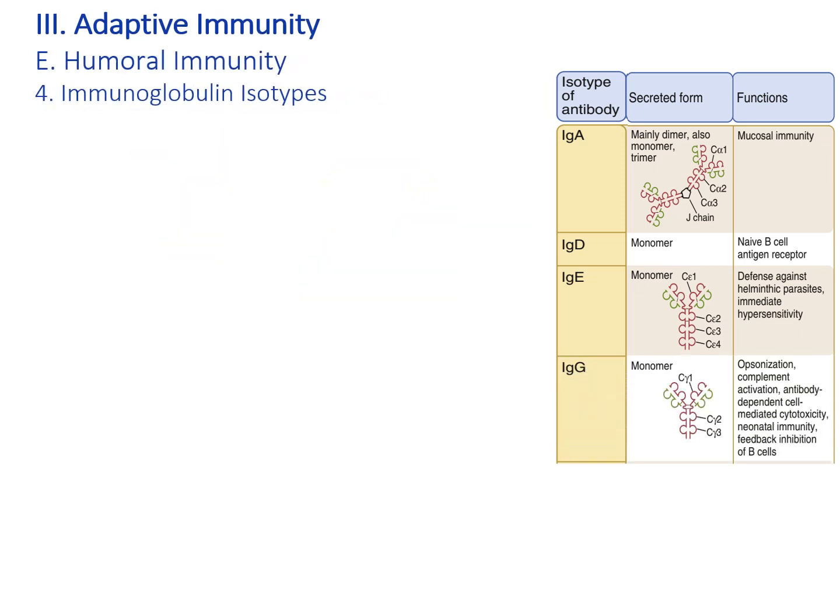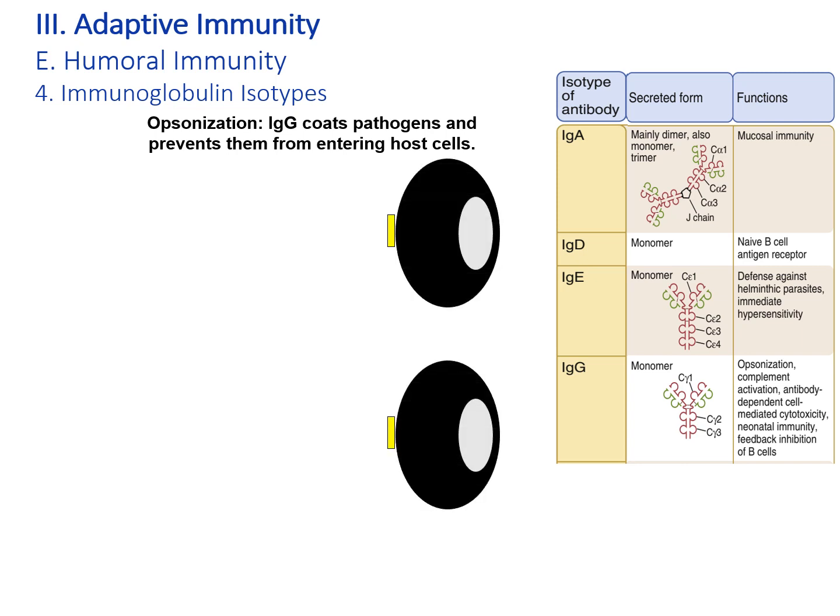We go to the most versatile isotype of immunoglobulin, IgG. It is also secreted as a monomer, and it has so many functions. It can function in opsonization, so it coats pathogens and prevents them from entering host cells.